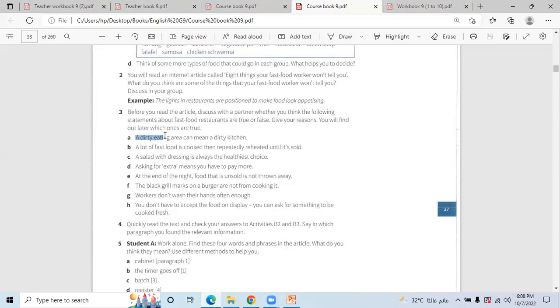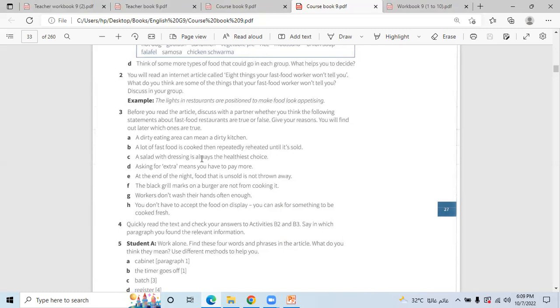Like, a dirty eating area can mean a dirty chicken. Absolutely, yes. Those restaurants that cannot care about their eating area, what will be the condition of their chicken? Definitely dirty. Lots of fast food is cooked, then repeatedly reheated until it's sold. Yes, sometimes it happens, so it's also true.